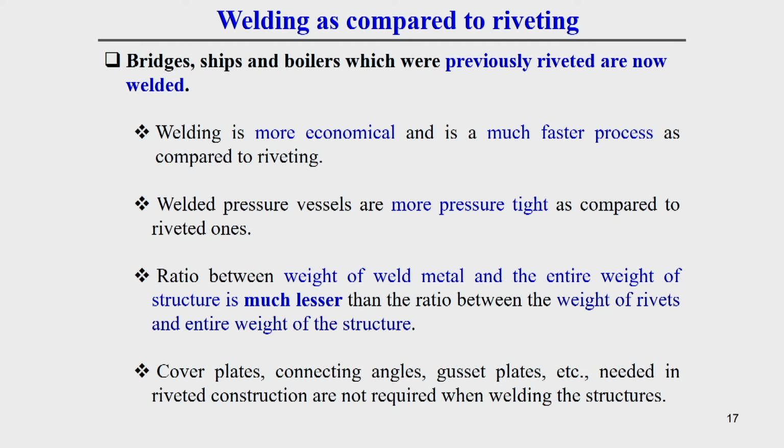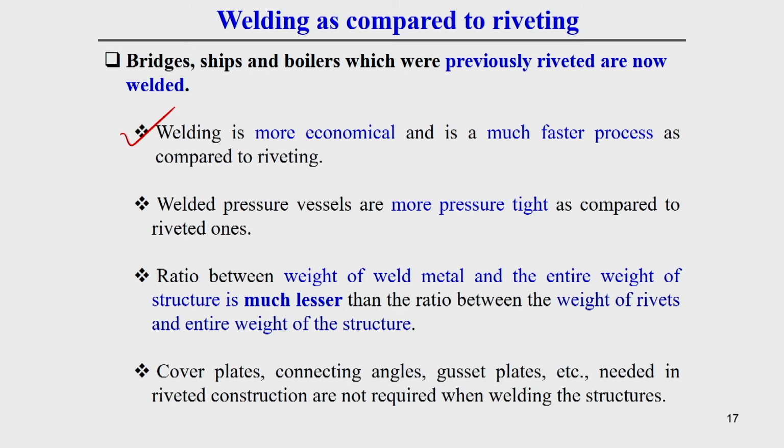In earlier times, bridges, sheaves and boilers which were previously riveted are now welded. That means earlier, bridges, sheaves and boilers were fabricated by riveting, but nowadays that is replaced by the welding process. The reasons are that welding is more economical and a much faster process as compared to riveting. Welded pressure vessels are more pressure tight as compared to riveted ones. The ratio between the weight of the metal and the entire weight of the structure is much lesser than the ratio between the weight of the rivets and the entire weight of the structure.